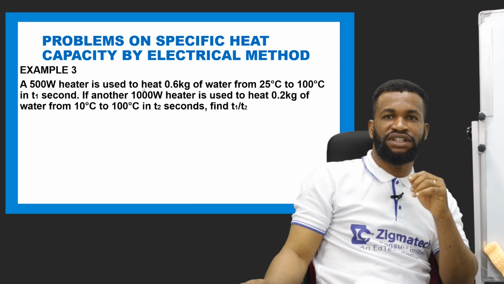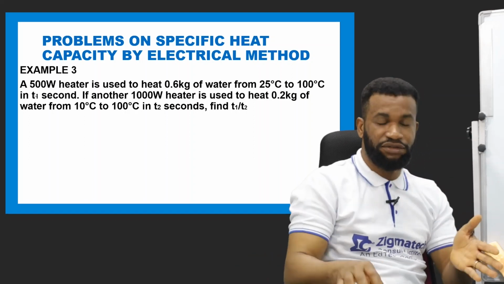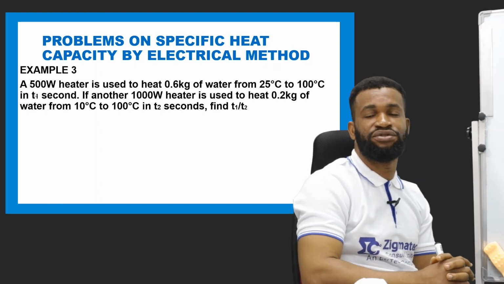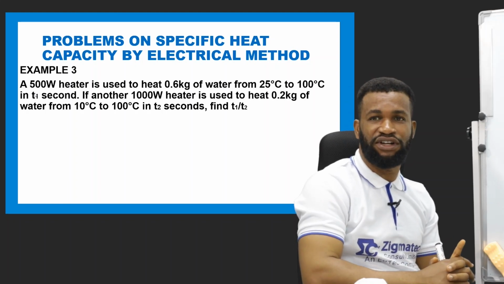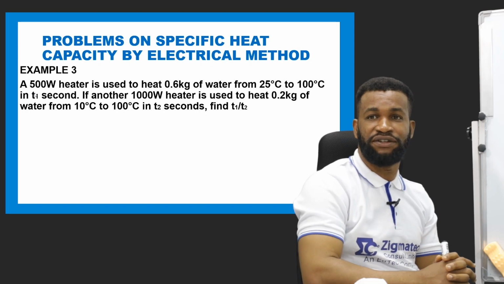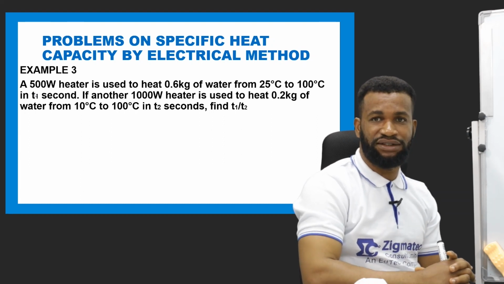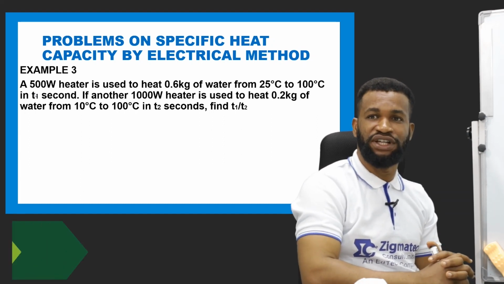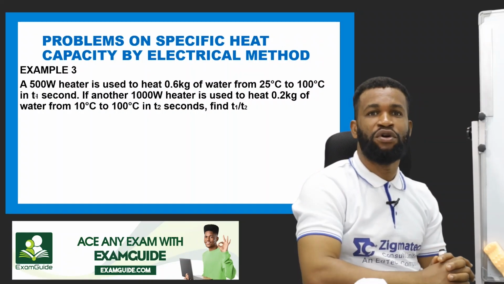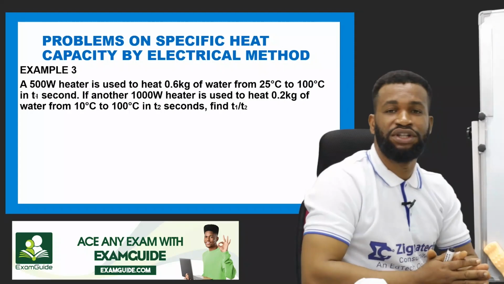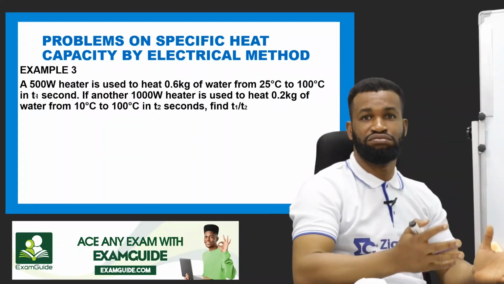Now let's look at something that looks a little different. The power is still there again. A 500 watt heater is used to heat 0.6 kilogram of water from 25 degrees Celsius to 100 degrees Celsius in T1. If another 1000 watt heater is used to heat 0.2 kilogram of water from 10 degrees Celsius to 100 degrees Celsius in T2, find T1 over T2.